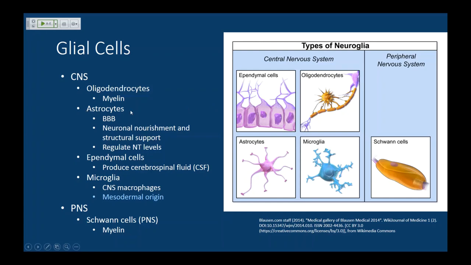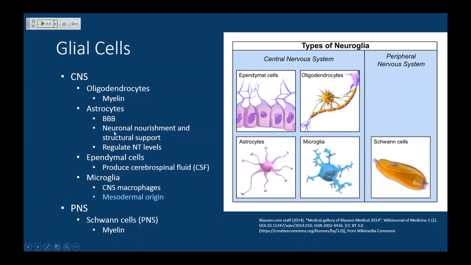Back to the CNS, astrocytes have a lot of functions and probably a lot of yet undiscovered functions. One of the important ones for MCAT purposes is they help to form the blood-brain barrier, because they put out a bunch of astrocyte foot processes that line the capillaries within the central nervous system, and they control what goes in and what goes out, which is very important for keeping certain toxins out of the central nervous system.